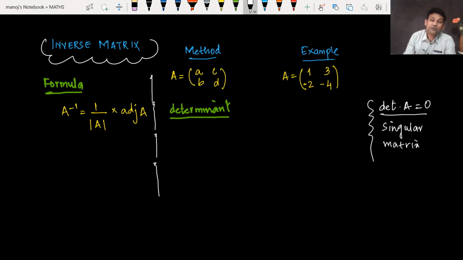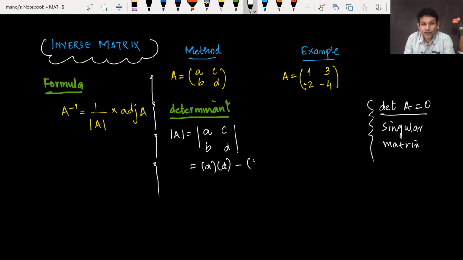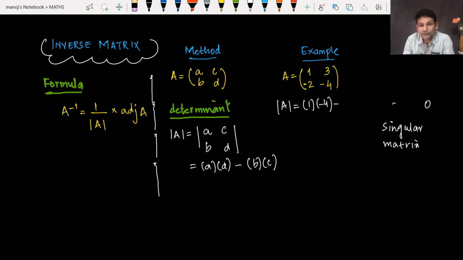I want to use this because we have seen it in paper 1 past paper questions. What was the method of determinant? When we write A, B, C and D, what's the determinant formula? A multiplied by D minus B multiplied by C. This is the formula. Now what's the determinant of A here? The determinant of A is 1 multiplied by minus 4.